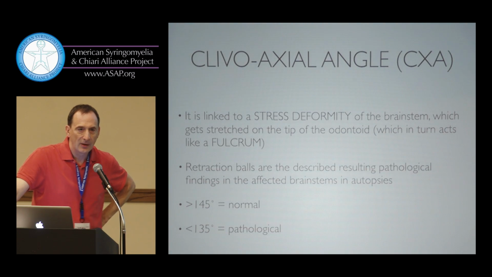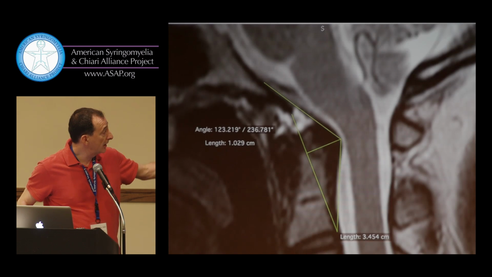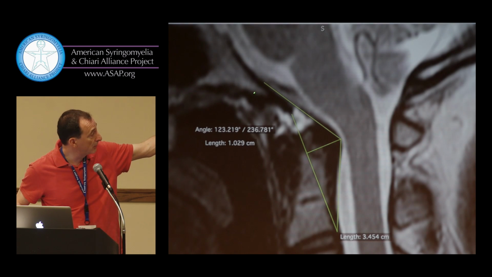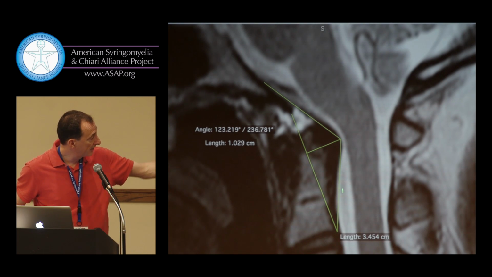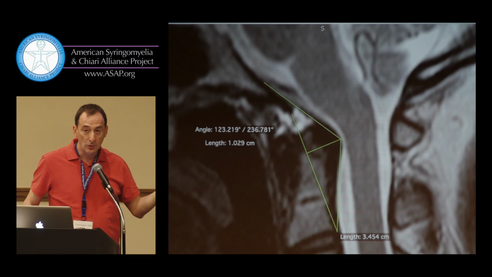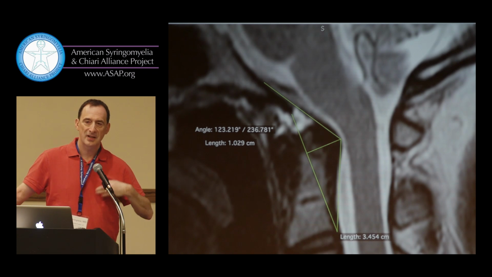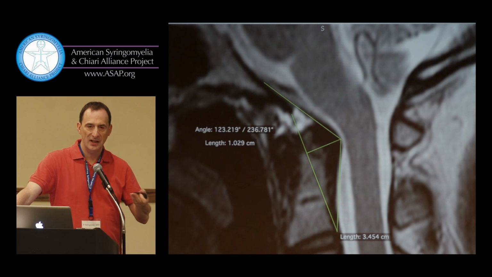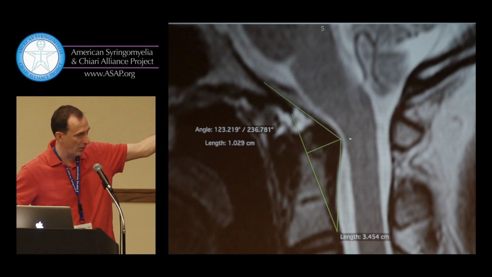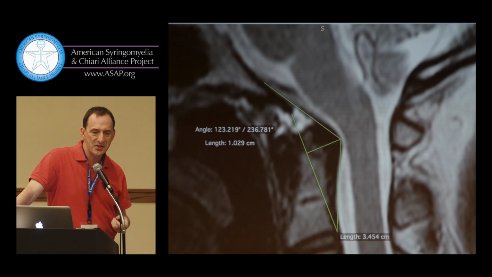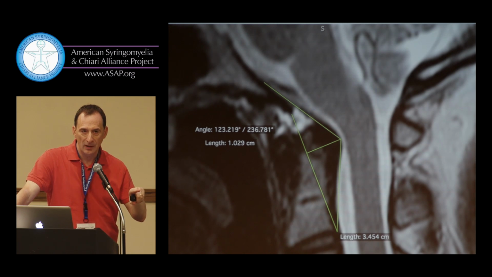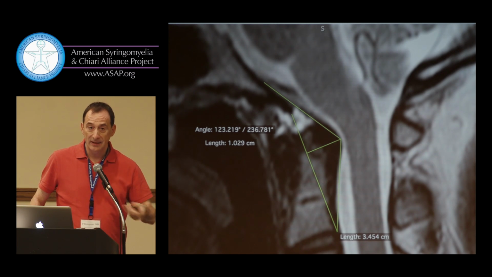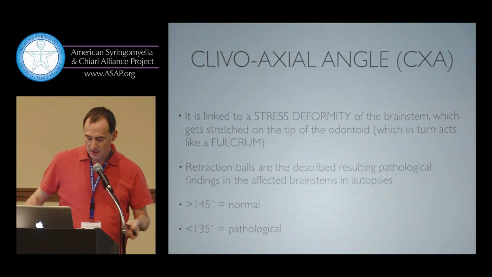The clivo-axial angle, how is it? It's an angle between the base of the skull and the back of the second vertebra, and there are two variants. There is the hard CXA and the soft CXA. The hard CXA is the traditional CXA, which involves just the bone alone. The soft CXA involves the ligament as well, because the ligament is adding insult to injury.